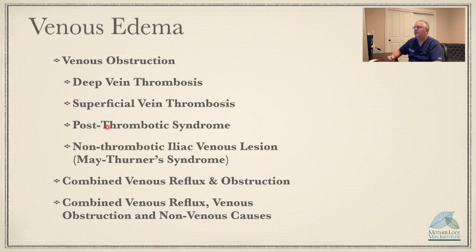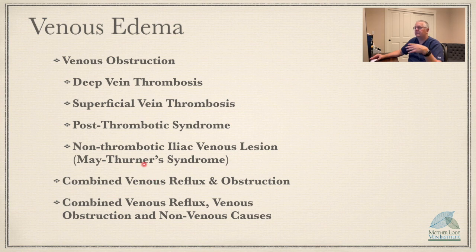And when that occurs, either one occurs, either the clot that stays there or the leaky valves, you can get post-thrombotic syndrome, which is essentially pain and or swelling in the leg, which occur on a chronic basis, sometimes lifelong, after a patient's had a deep vein thrombosis. And then there's this non-thrombotic iliac venous lesion, which I'm going to go over in more detail as to how that works.